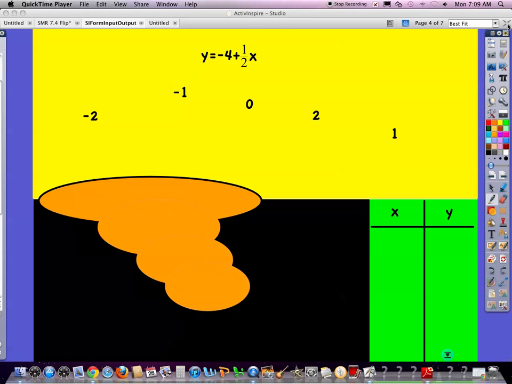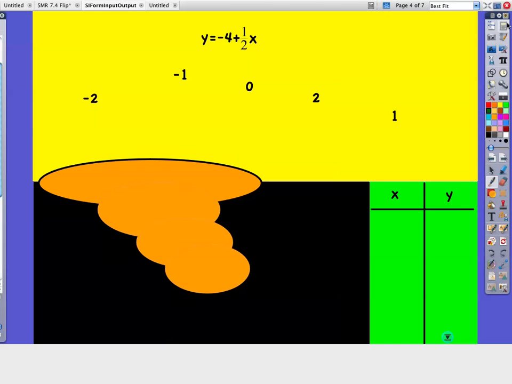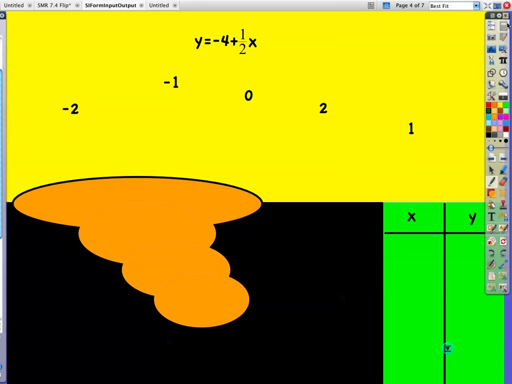Okay, we're looking at making tables again. I just wanted to flip this back up onto the screen so you can see it. I might have even showed you this one. -4 plus 1/2 x. Remember what we do.